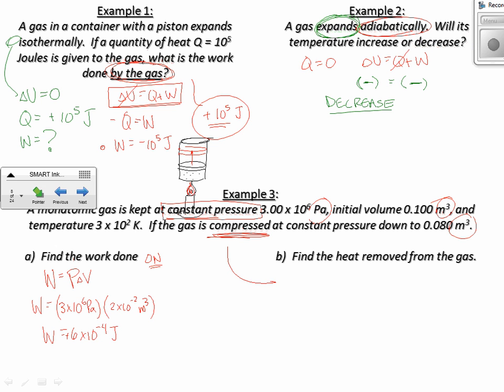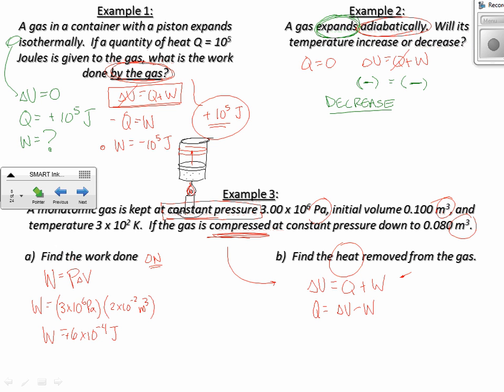That sign really matters when we want to do this. If we want heat removed, the only way to ever find heat removed, Q, is to do the first law. That's the one nice thing. There's only one way ever to find Q, and that's what we call the first law. All right, so Q is delta U minus W.